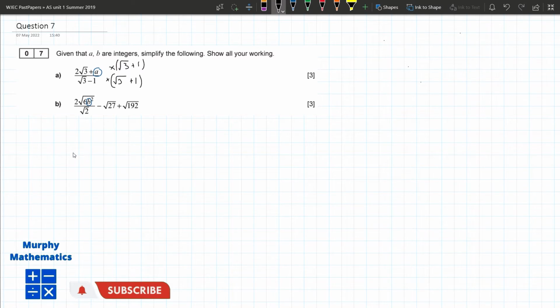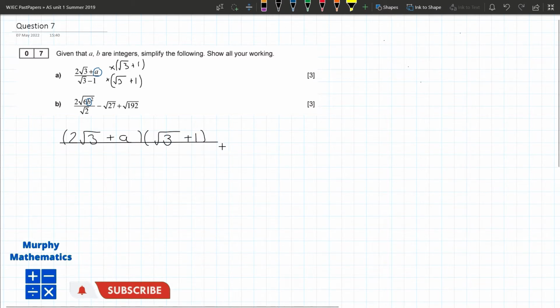Okay, so doing that, we're going to have 2 root 3 plus a, I'll wrap it in brackets, multiplied by root 3 plus 1. I'm just going to draw a line in, and then we're going to have root 3 minus 1 multiplied by root 3 plus 1. Okay, so now what we're going to do is just expand out our brackets.